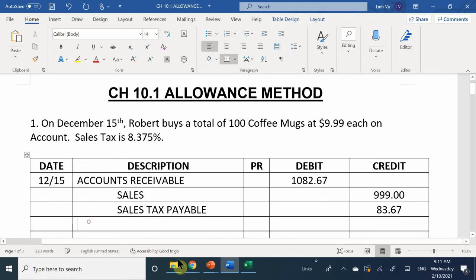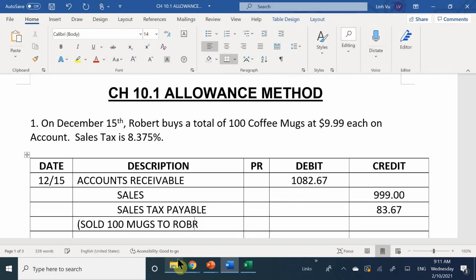So I'm going to go ahead and make sure that I also indicate in my notes that the account number is under Robert, and he purchased 100. Or, sorry. What was it? Sold 100 mugs to Robert. Okay.